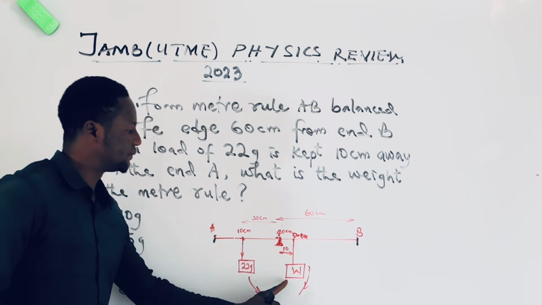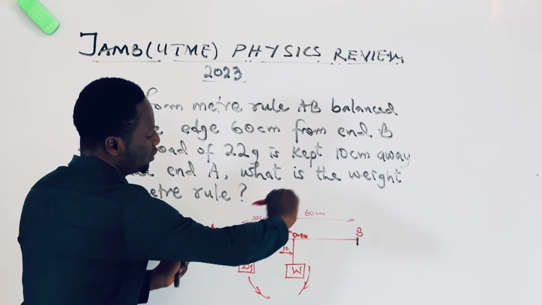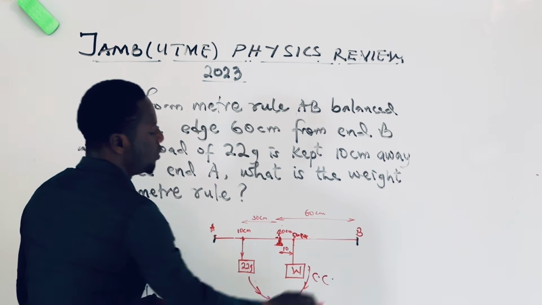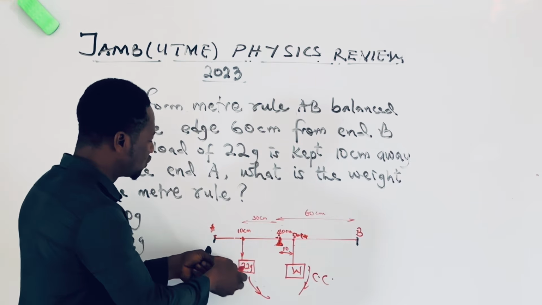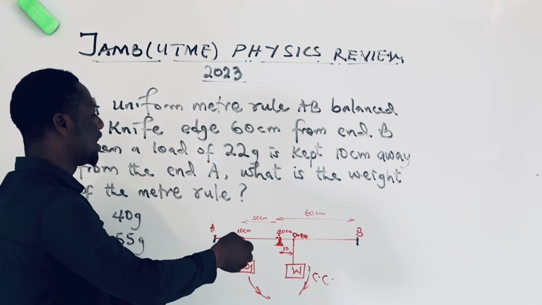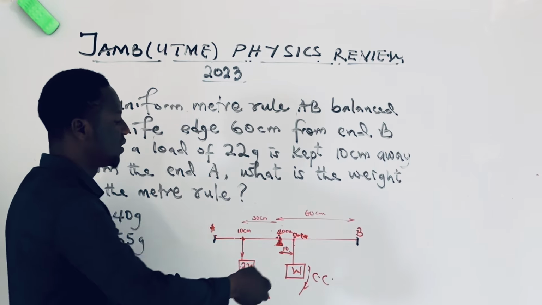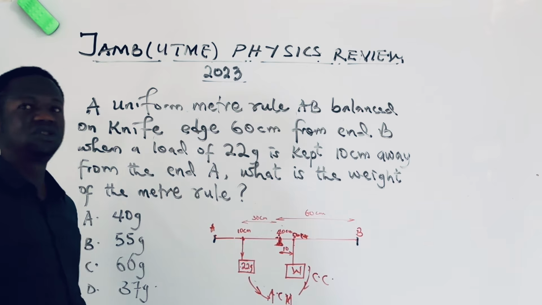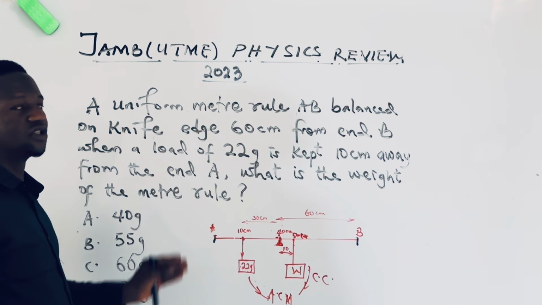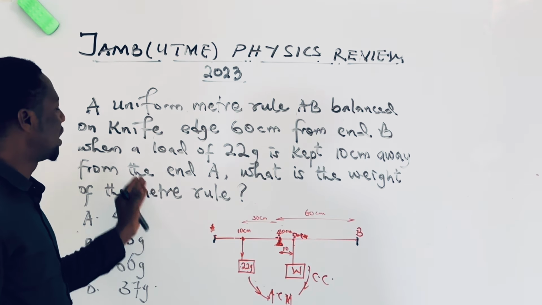Now, by the principle of moment, the weight will be turning the meter rule clockwise. This is a clockwise moment. Then the mass will be turning it in an anti-clockwise direction. The principle of moment says the total clockwise moment must balance with the total anti-clockwise moment.